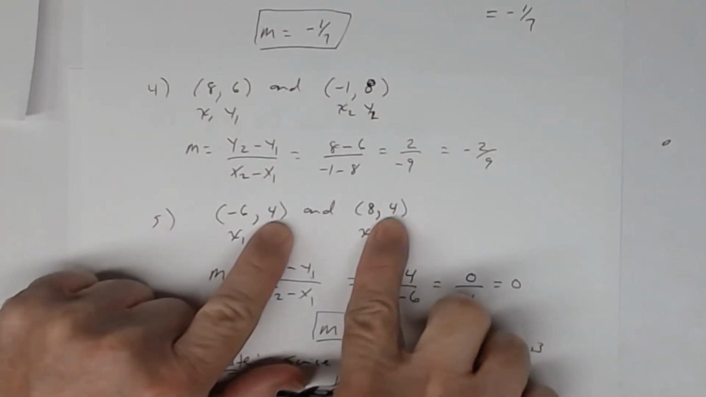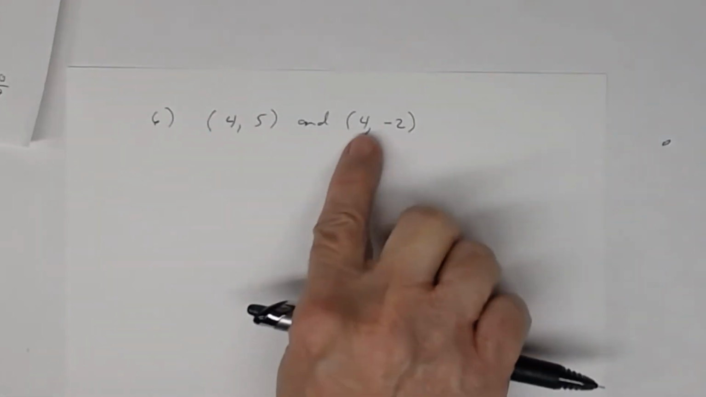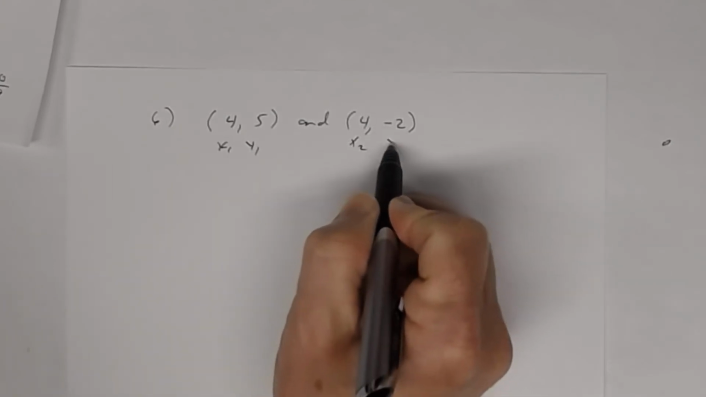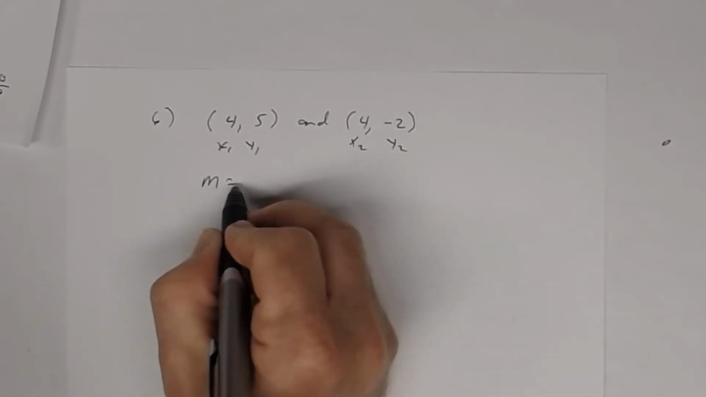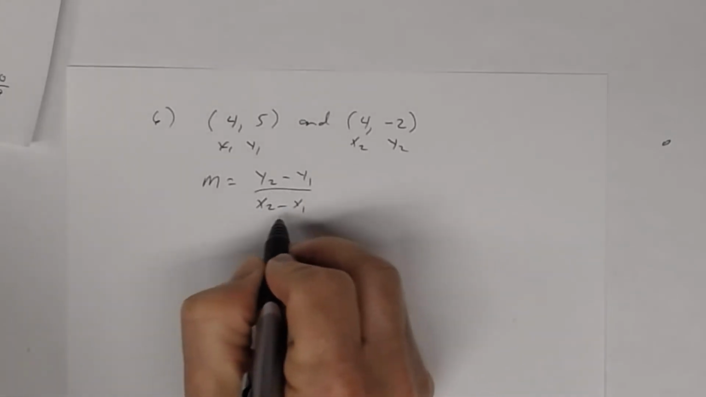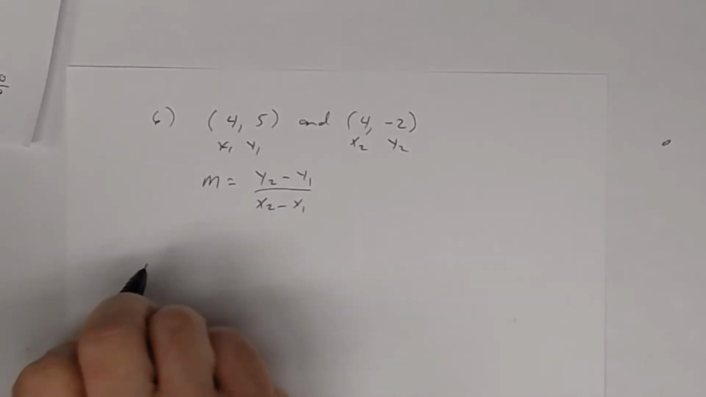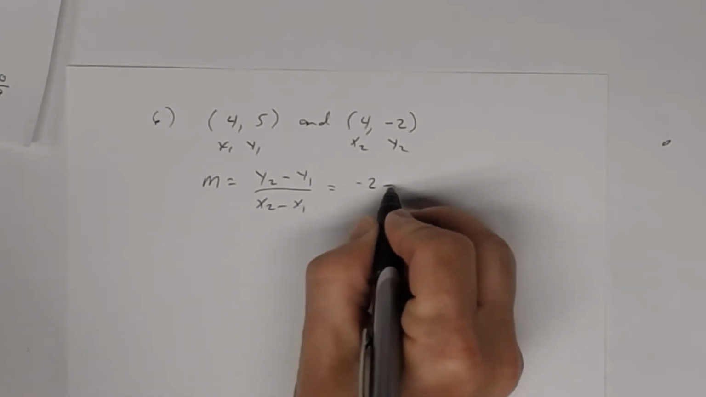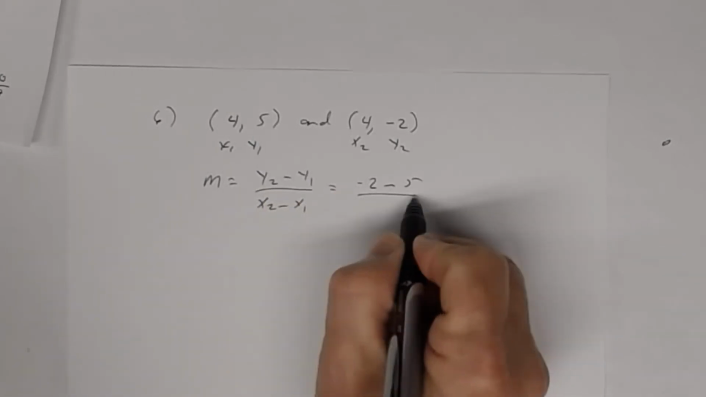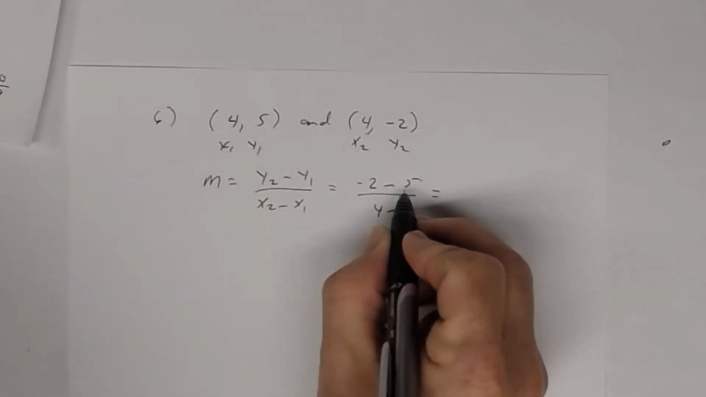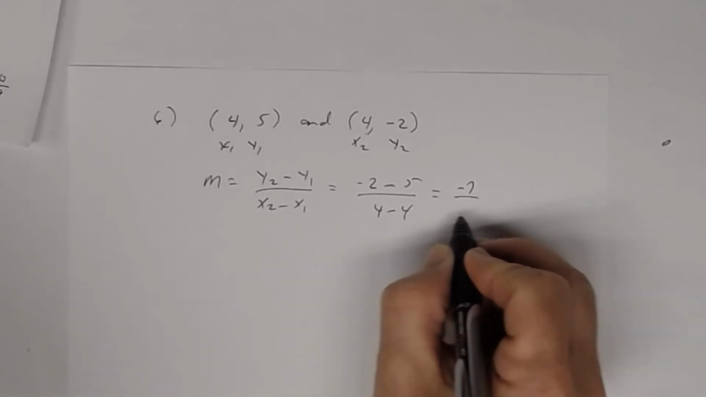Here, the y coordinates were exactly the same, right? Here, the x coordinates are the same. So let's see what happens there. So let's call this x1, y1, x2, y2. And so the formula for slope is y2 minus y1 divided by x2 minus x1. Change in y divided by change in x. Rise divided by run. Okay, so my y2 here is -2. So I have -2 subtract 5 divided by 4 subtract 4, right? So -2 and a -5 is a -7. 4 subtract 4 is 0.